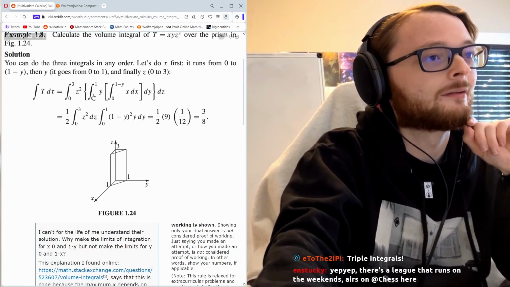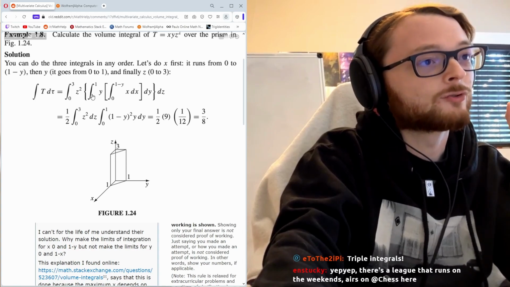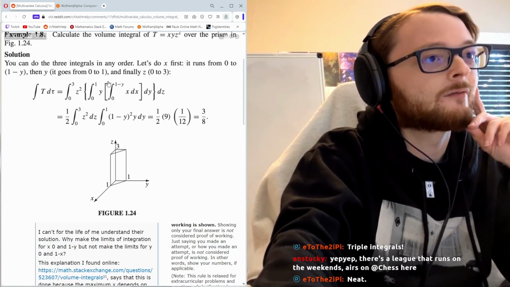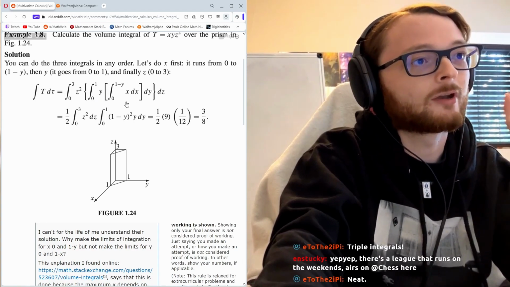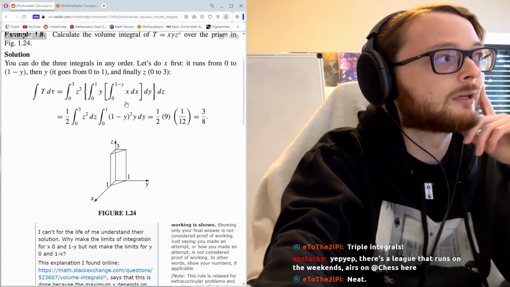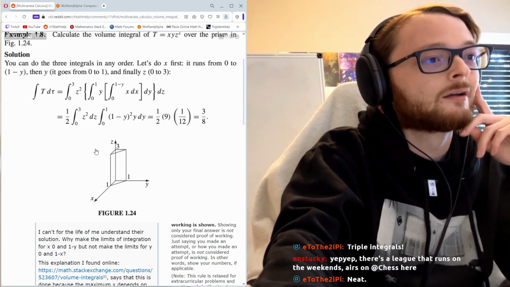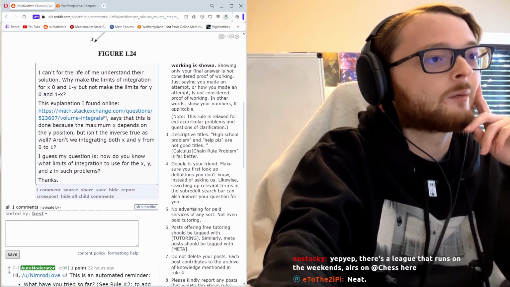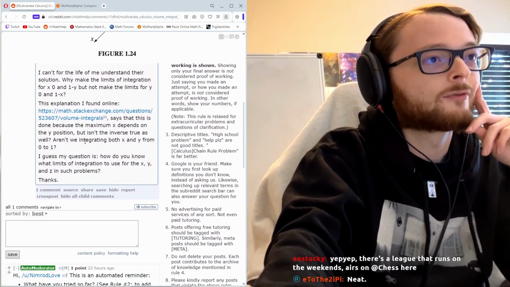And there's also the practical issue where if you have 1 minus x in your limit here, and you've already integrated in terms of x, your final answer is going to end up with an x in it that you can't get rid of. It's probably better to say the more like theoretical reason that you shouldn't do that.